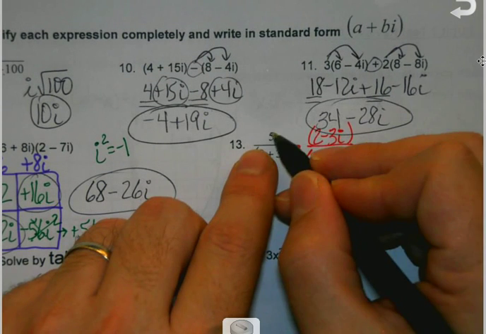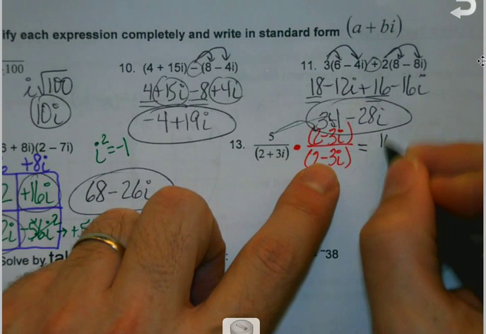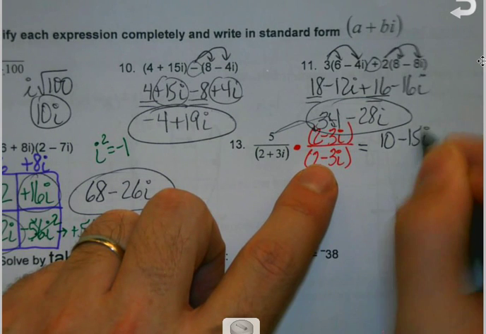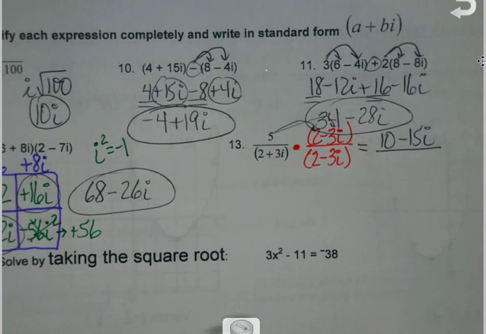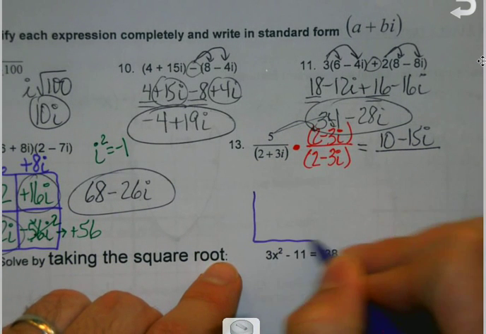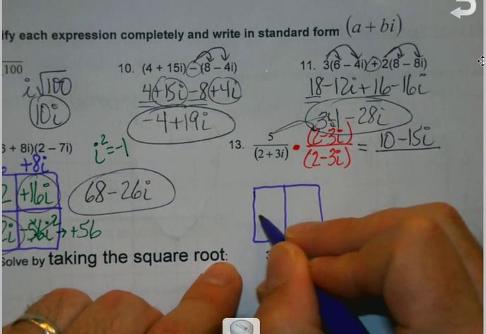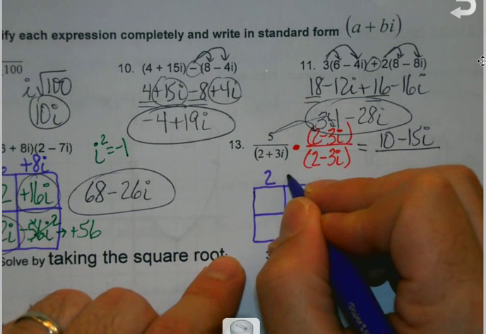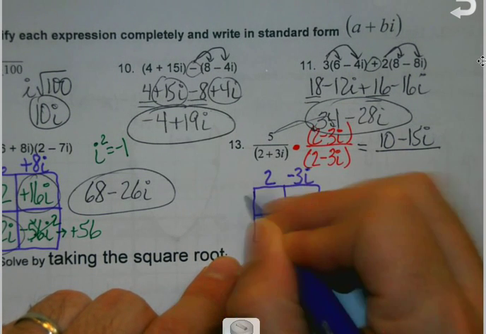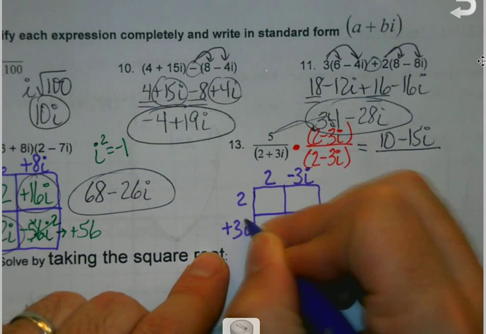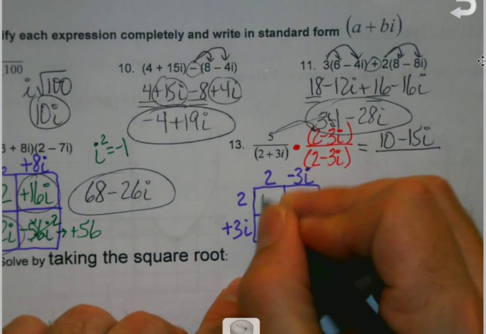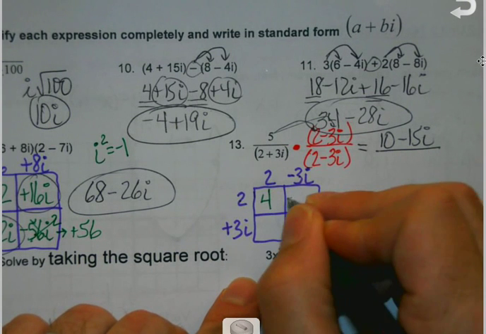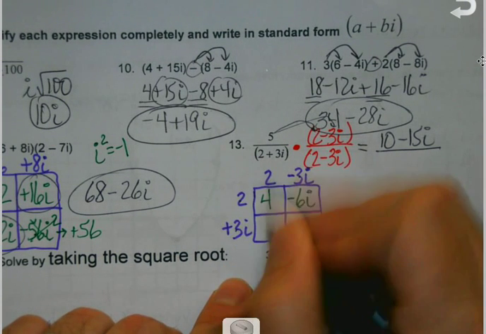Up top, I'm just going to distribute. Okay, that's pretty straightforward. Now down below, guess what we get to do? Foil it out. Box it out. And it doesn't matter which way we put them on the side of the box. If you put the plus 1 on top and the minus 1 on the side, that's okay. And again, I'm going to multiply the sides together.